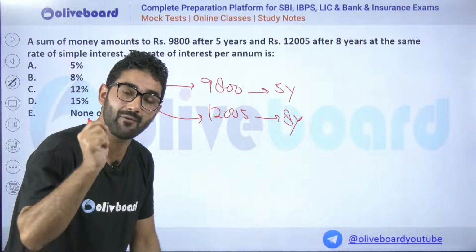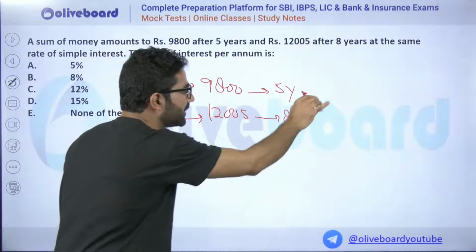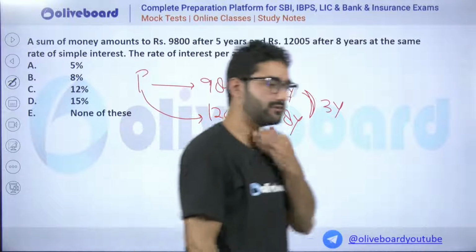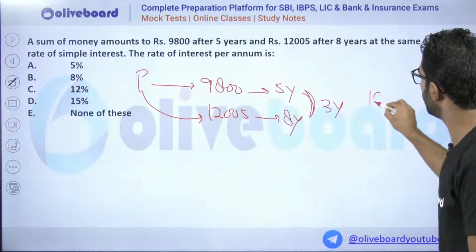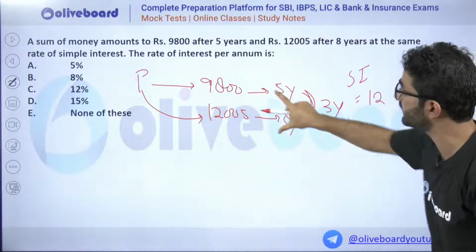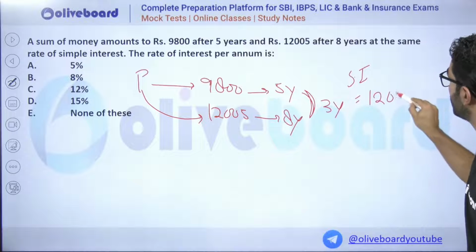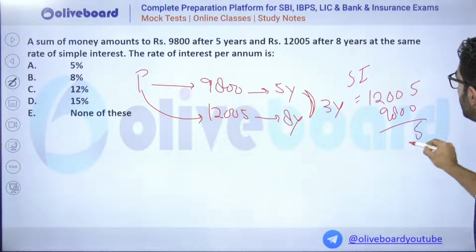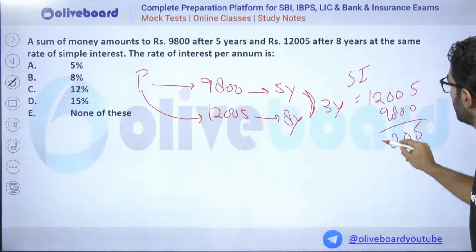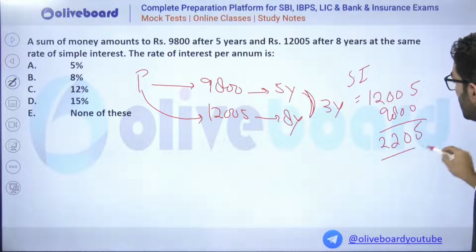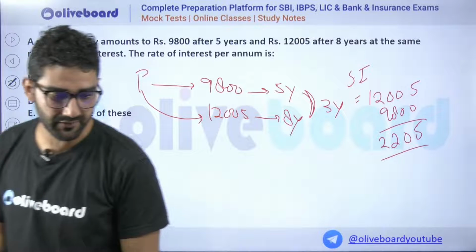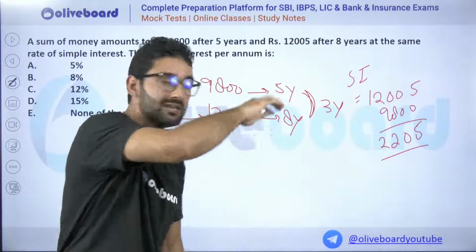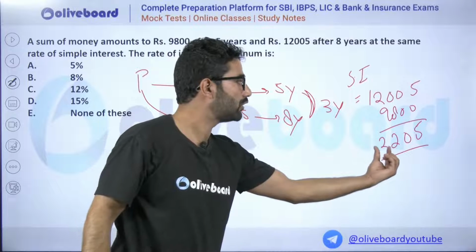If I have to calculate the simple interest only for these 3 years, since there is a gap of 3 years, that is nothing but 12,005 minus 9,800, which is 2,205. Yes, this is the simple interest earned over 3 years. The simple interest for 3 years will be 2,205.